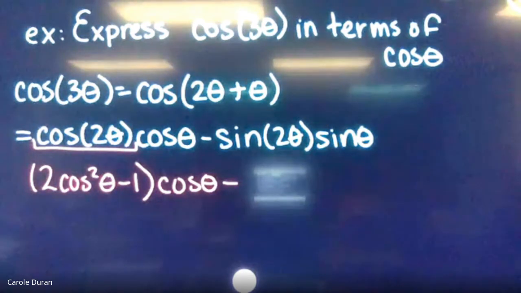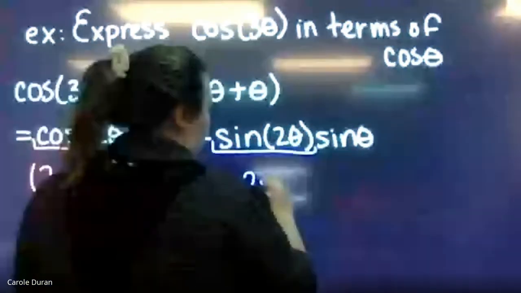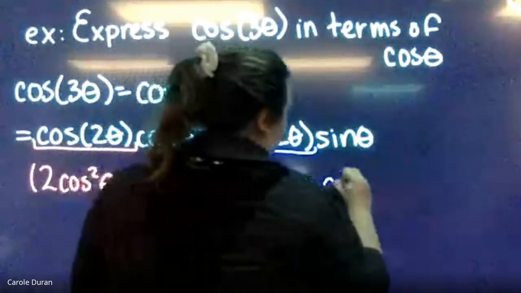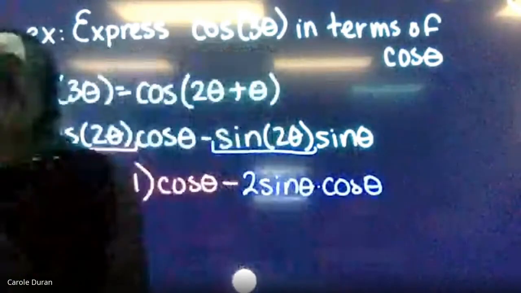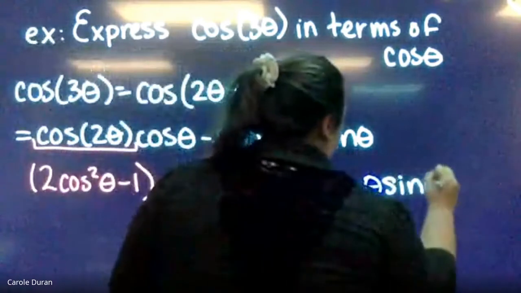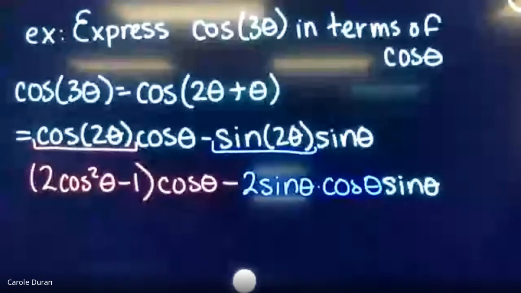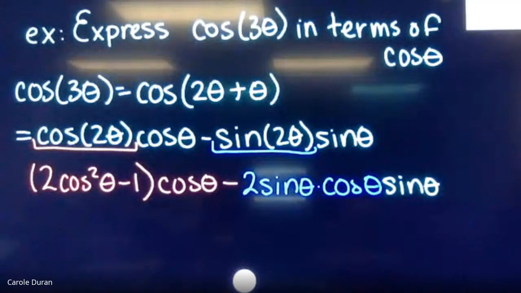Why did I stop at the sine 2 theta? Why didn't I write that down yet? Am I leaving it as sine 2 theta? No, I'm replacing it with what it is equal to based off our double angle identities that we wrote down already. So what is sine of 2 theta equal to? And then I still have that sine theta at the end that I need to account for. So this is what I have right now after making the double angle substitution. Are we all okay with that step?